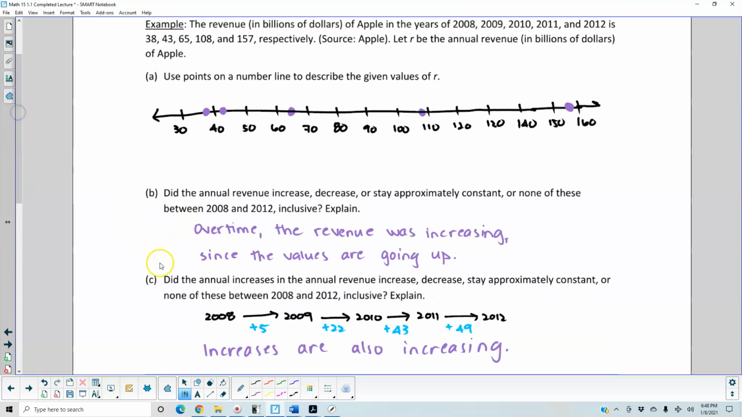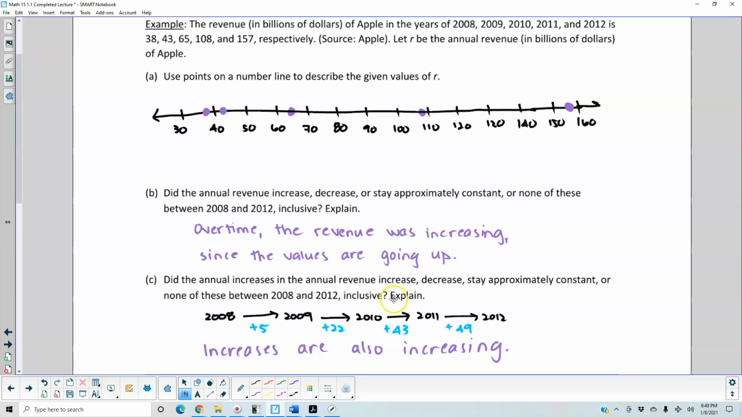In part C, the question states, did the annual increases in the annual revenue increase, decrease, stay approximately constant, or none of these between 2008 and 2012 inclusive? And again, when it says inclusive, that means we're including the years 2008 and 2012 at the end. So between 2008 to 2009, it increased from 38 to 43, which is an increase of 5 billion. From 2009 to 2010, it went from 43 billion to 65 billion, and that increased by 22 billion. And again, we're subtracting those two numbers.